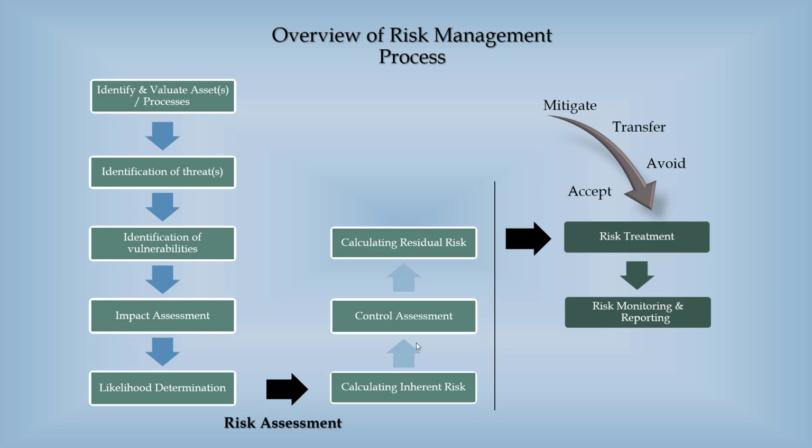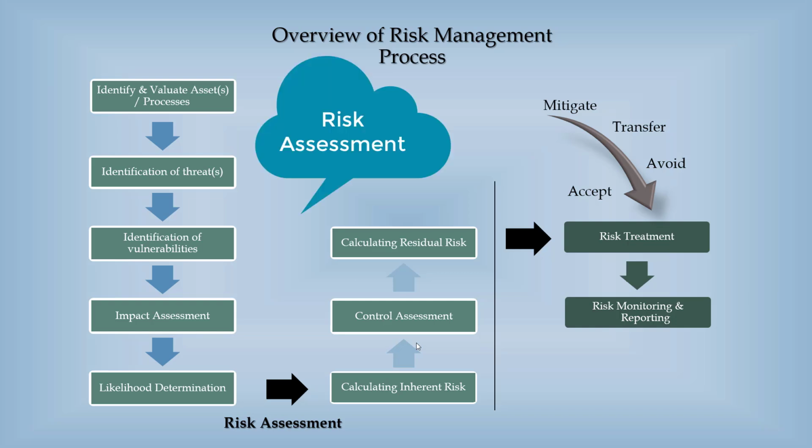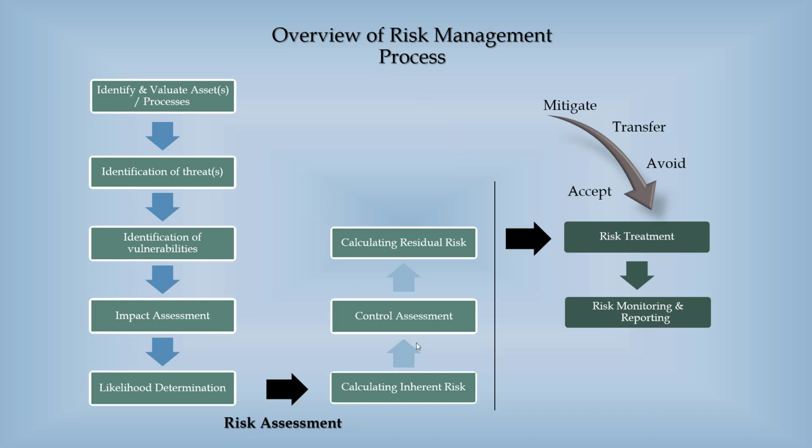Now, the process on the left side, from the identification and evaluation of assets or processes till the calculation of residual risk, is called risk assessment. And the process on the right, you can see, is risk treatment, which is a separate process, and risk monitoring and reporting is a separate process as well. So now you would be able to better understand what we discussed in the previous slide, that risk management is a collection of various exercises: asset or process valuation, risk assessment, and risk treatment.